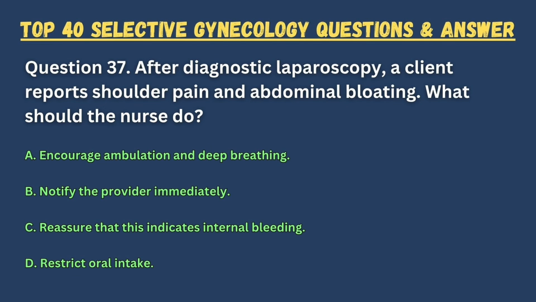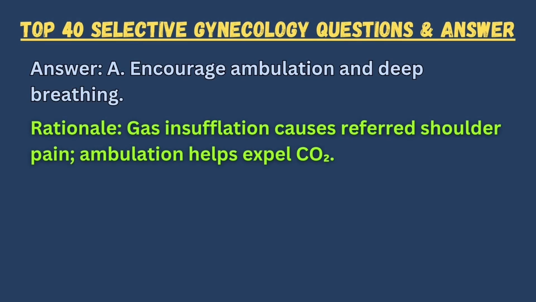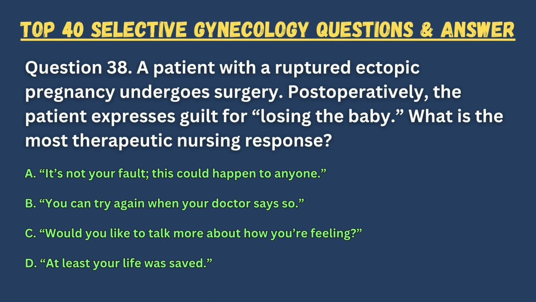Question 37. After diagnostic laparoscopy, a client reports shoulder pain and abdominal bloating. What should the nurse do? A. Encourage ambulation and deep breathing. B. Notify the provider immediately. C. Reassure that this indicates internal bleeding. D. Restrict oral intake. Answer: A. Encourage ambulation and deep breathing. Rationale: gas insufflation causes referred shoulder pain. Ambulation helps expel CO2.